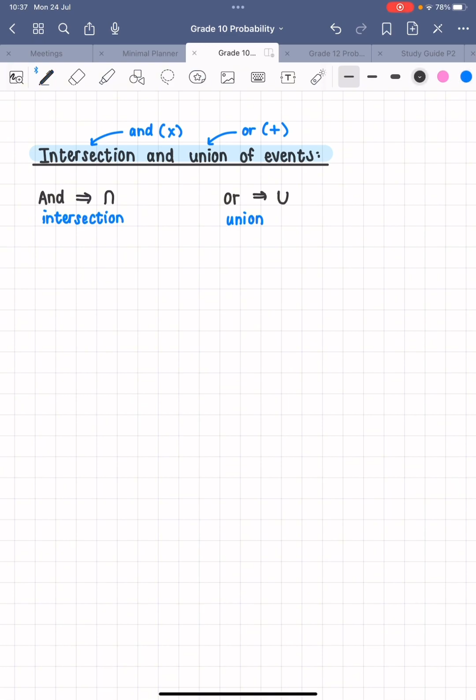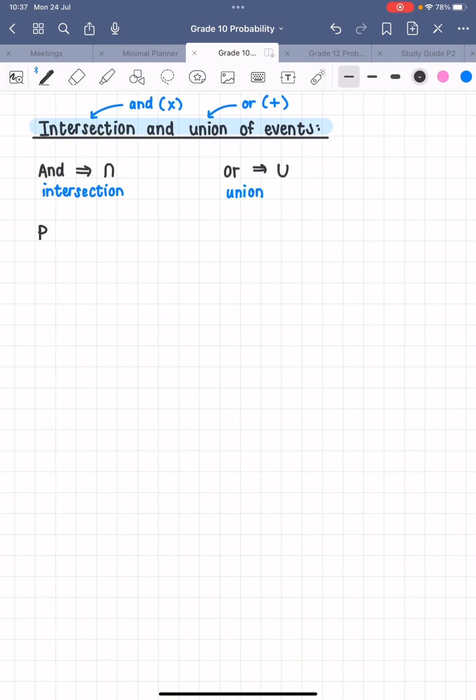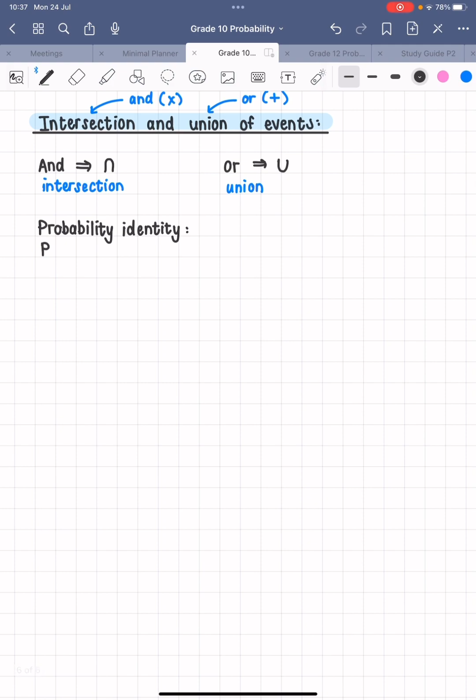So now let's write the probability identity out, now using these new symbols. We remember that the probability identity starts with the probability of A or B. But now I don't want us to use the word "or". We're now going to say A union B. We are replacing the word "or" with the actual symbol for union. That is equal to the probability of A plus the probability of B.